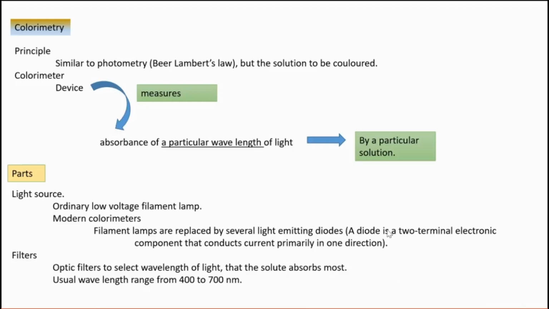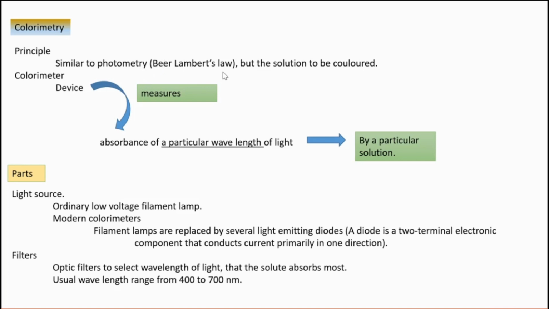Good morning, students. Today we are starting our topic with another apparatus, that is colorimeter, colorimetry. It is more or less similar to the photometer that we have learned in the last class. And the principle of colorimetry is exactly similar to photometry. What is the principle of photometry? It works on Beer-Lambert's law. Likewise, colorimetry also works on the principle of Beer-Lambert's law.